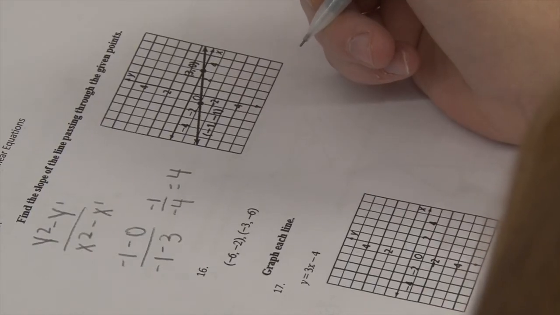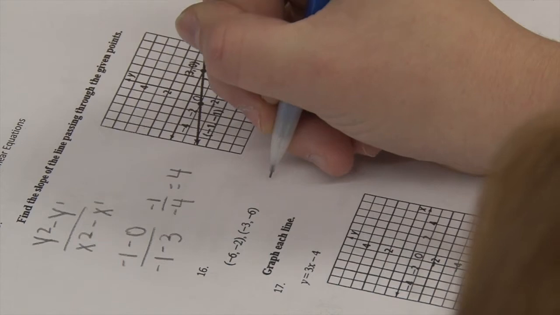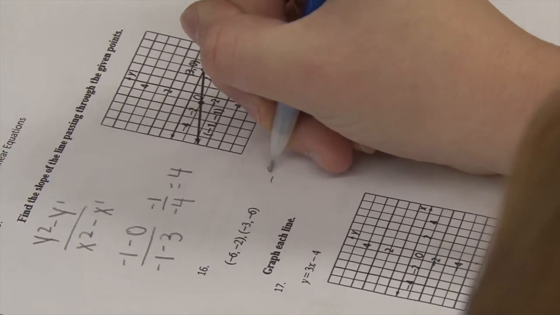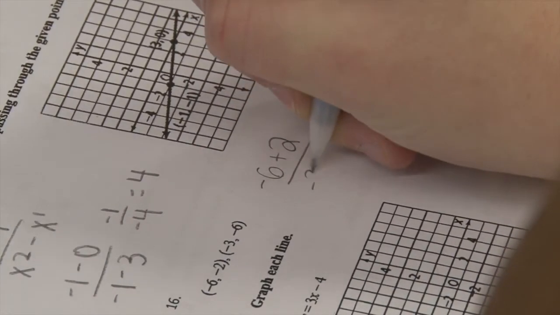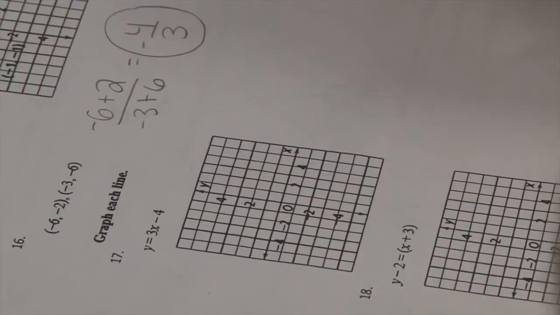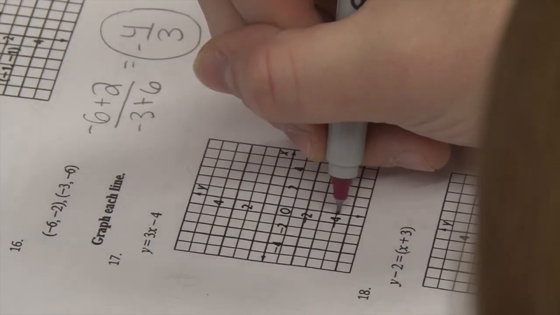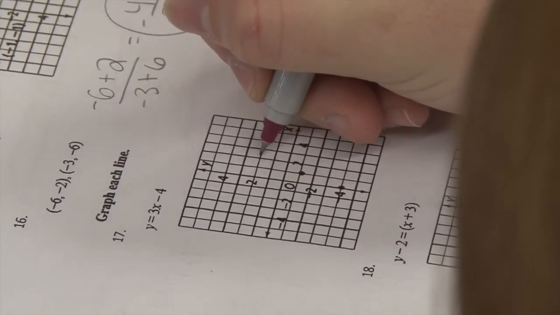Question 16. To find the slope, you must use the slope formula y2 minus y1 over x2 minus x1. Then you have to plug in the numbers. Number 17. So you'd start with negative 4 because it's your y-intercept, and then you'd rise 3 and run 1 because that's your slope.